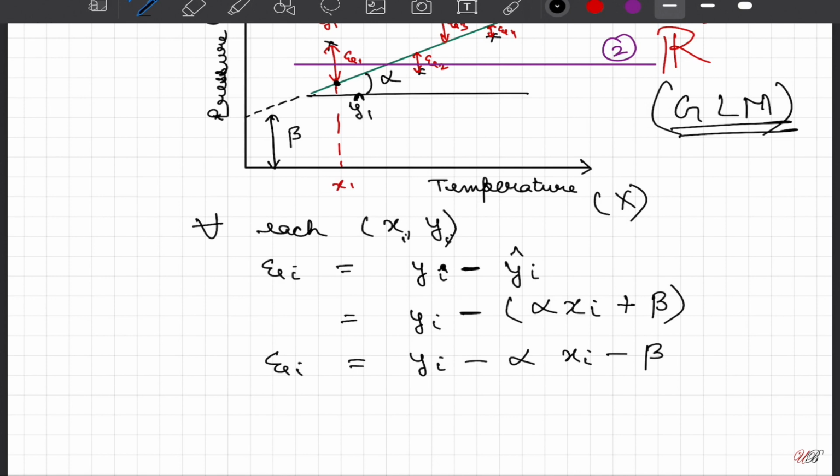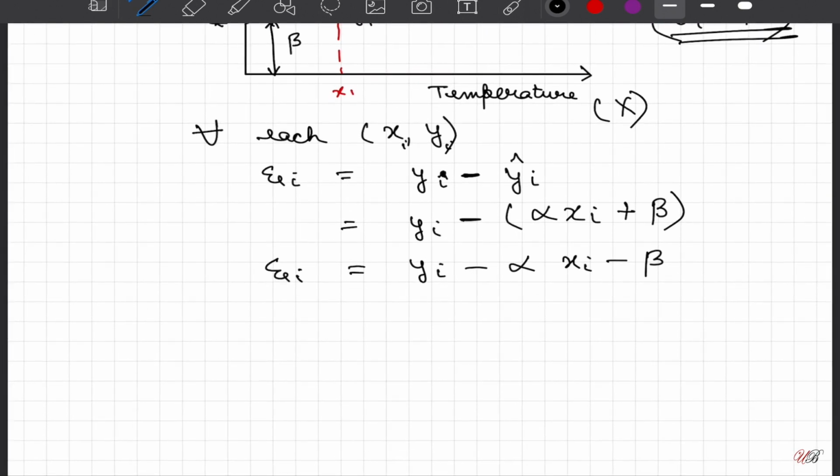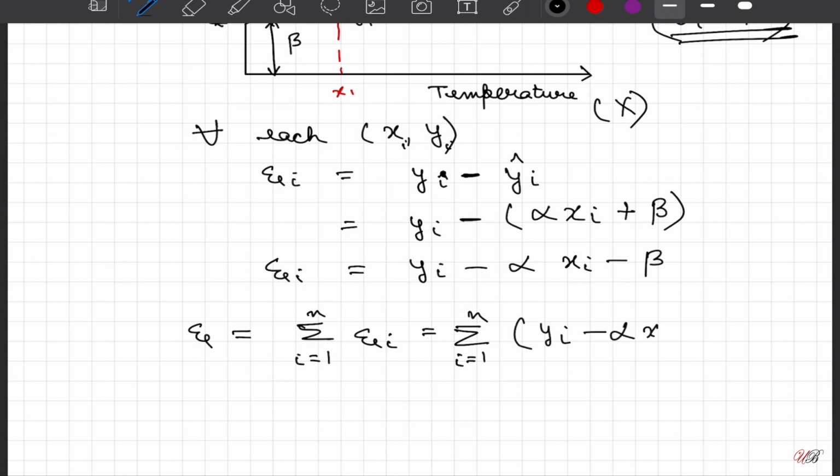Now if I have n samples over which I am fitting this line, or training this particular model, for n samples I can say that my sum total of error would be the summation from i equals 1 to n of epsilon i, and that would be the summation from 1 to n of yi minus alpha xi minus beta.